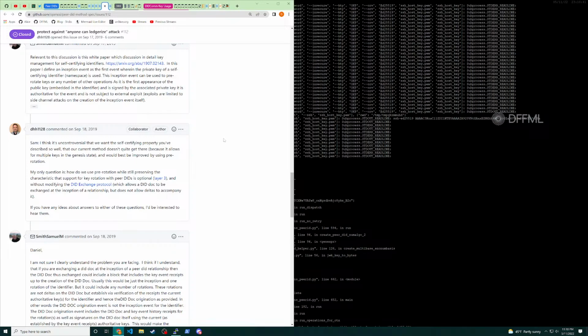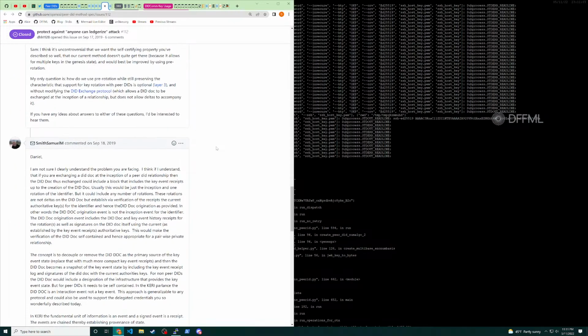Uncontroversial, though we want self-certifying discussion. How do we use pre-rotation while still preserving the characteristic that support for key rotation with pure DIDs is optional, layer 3, and without modifying the DID exchange protocol, which allows the DID doc to be exchanged at the inception of a relationship, but does not allow deltas to accompany it? If you have ideas about answers to each of these questions, I'd be interested to hear.